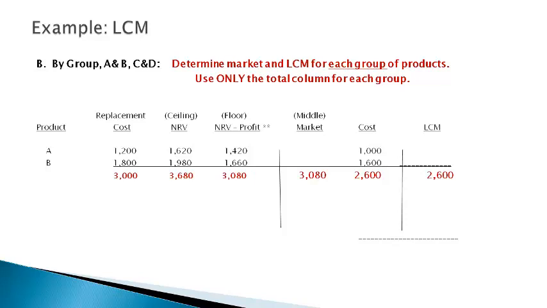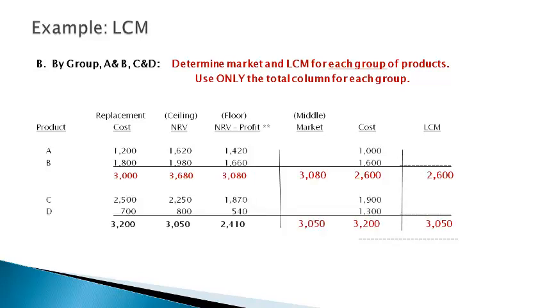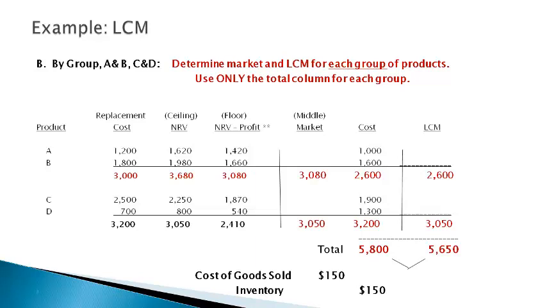For the first group, cost of $2,600 is lower than the market of $3,080, and lower of cost or market is the lowest of $2,600. Notice that only the totals for the group are used to determine lower of cost or market. Repeat the process for the next group. After all groups are finished, total the cost and the lower of cost or market column. Inventory must be stated at the lower of cost or market, and since cost is higher, inventory is reduced by lower of cost or market for the difference.